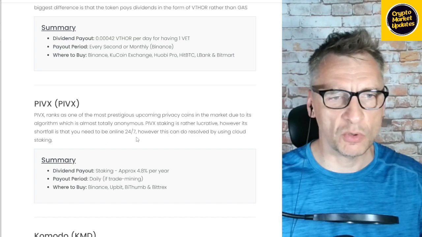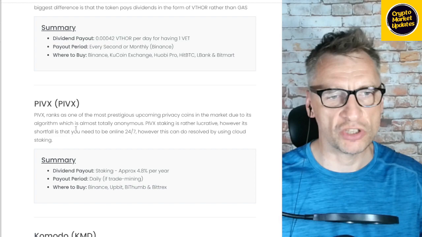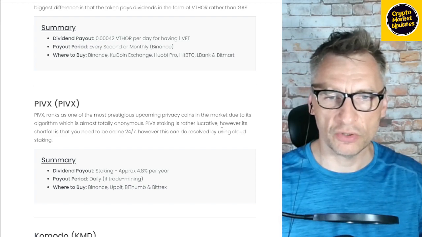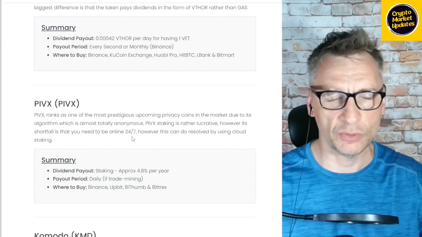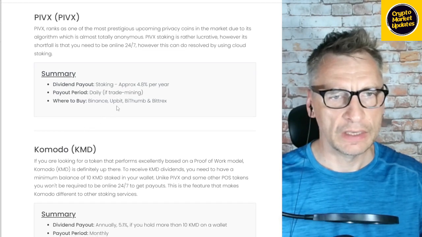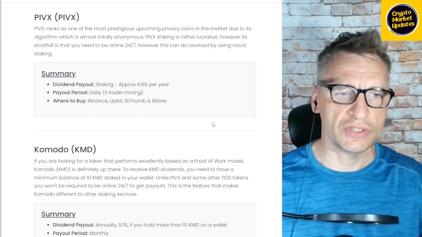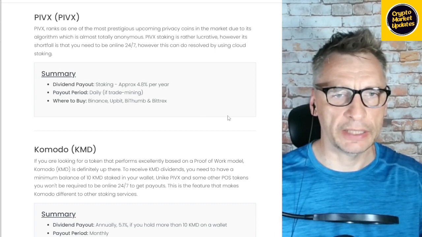PIVX ranks as one of the most prestigious upcoming privacy coins in the market due to its algorithm, which is almost totally anonymous. PIVX staking is rather lucrative. However, its shortfall is that you need to be online 24/7. However, this can be resolved by using cloud stake. Approximately 4.8% per year for staking, and payout is daily.